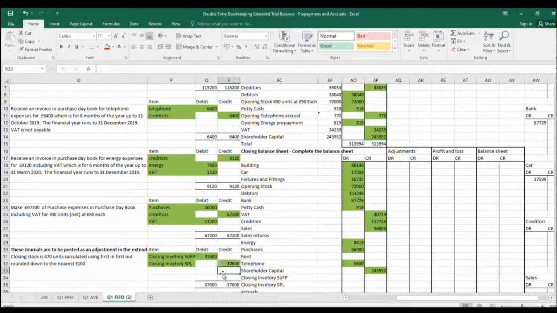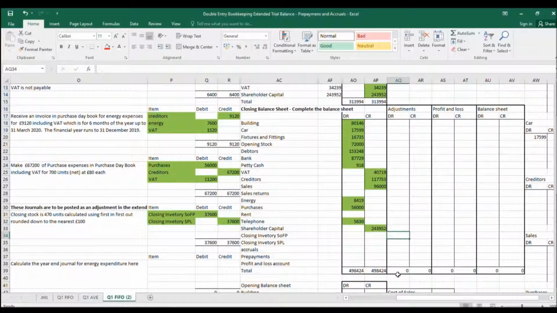So we debit our asset, 37,600, the 470 items times £80, and credit our closing inventory in the statement of profit and loss. Yeah, so those are our two items here in our adjustments column, and that's our first one out of the way.